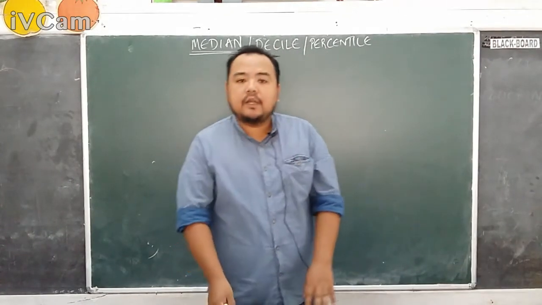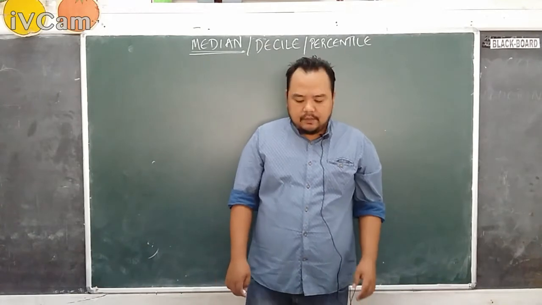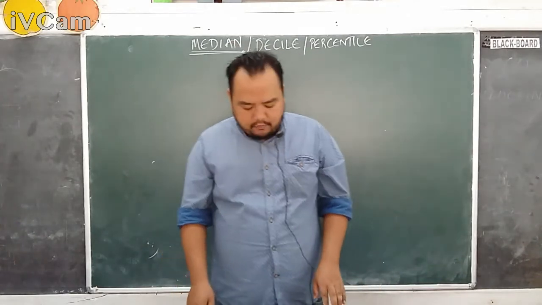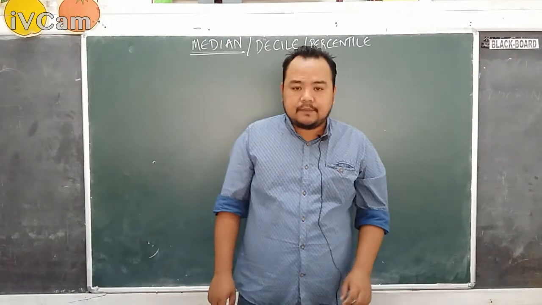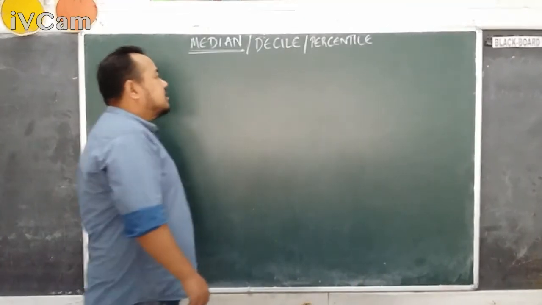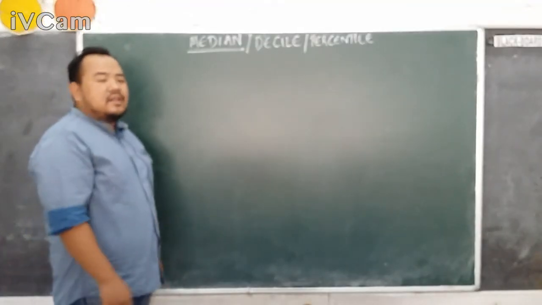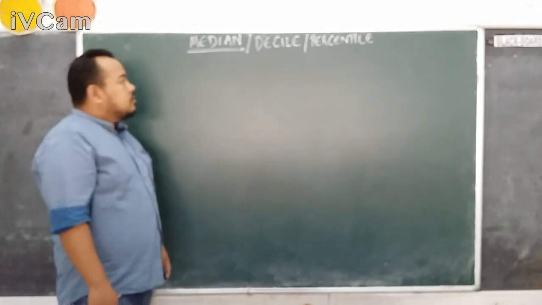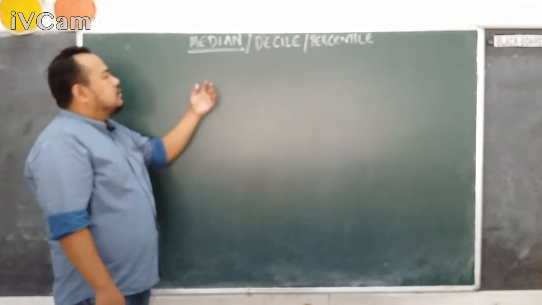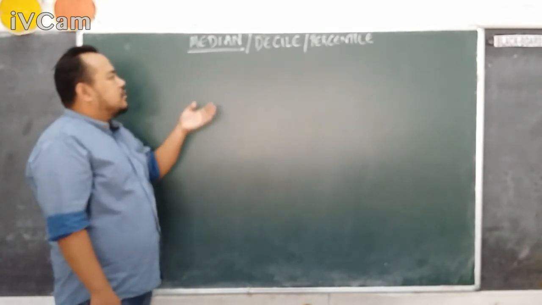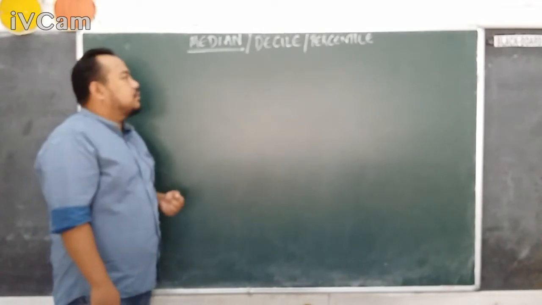Dear students, today I'm going to start off with the first chapter of Section C, Statistics. As you can see, it's median, decile, percentile. In the last class I explained median, and once you understand median, in a similar way you have to calculate the decile as well as the percentile.